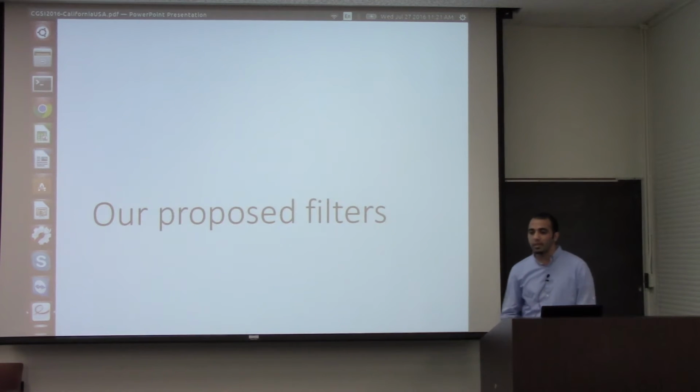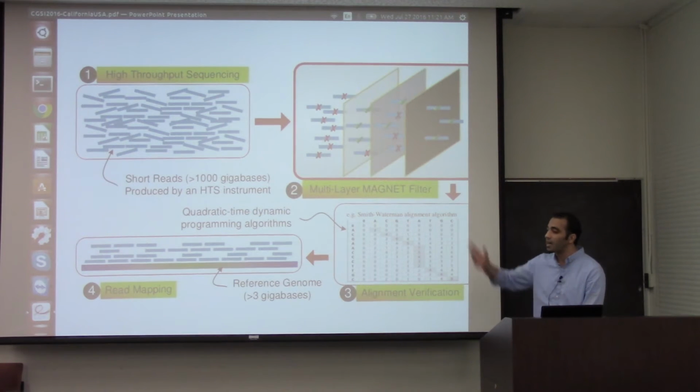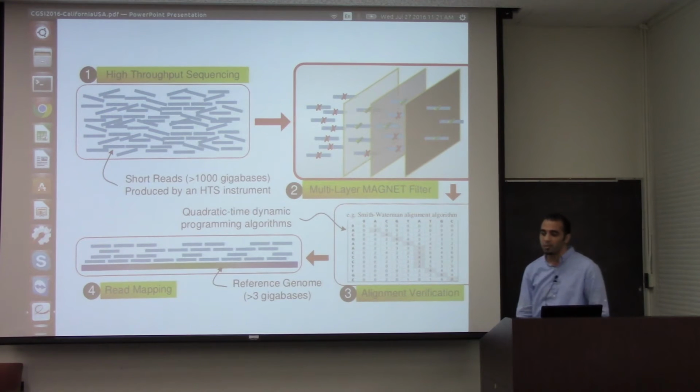So let's talk a bit about our proposed filters. What we are trying to do is a filter on FPGA, so we are combining the two directions: filtering strategies on a hardware platform. Here's a typical scenario where we have a sequencer, then the dynamic programming. What we are doing is a multi-layer filtering strategy, and if it is very accurate, we can eliminate the need for the dynamic programming.